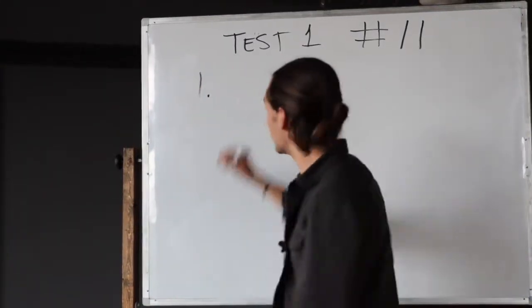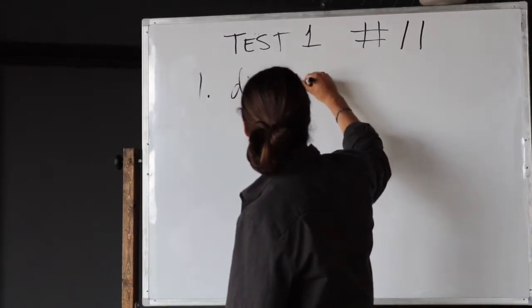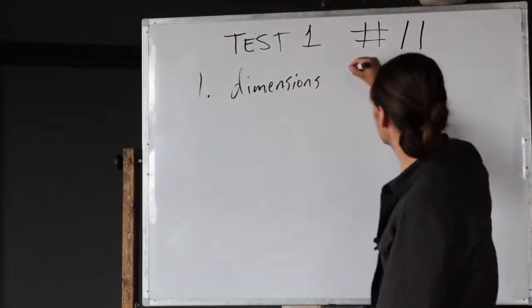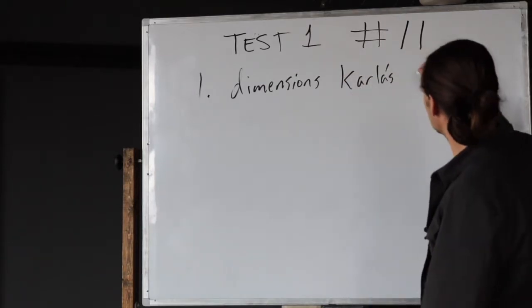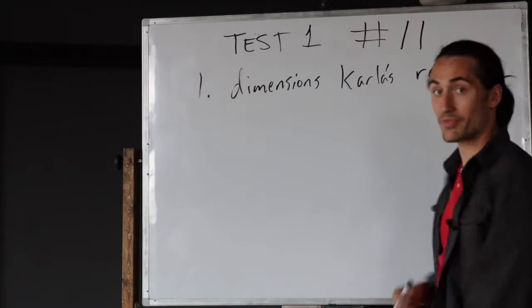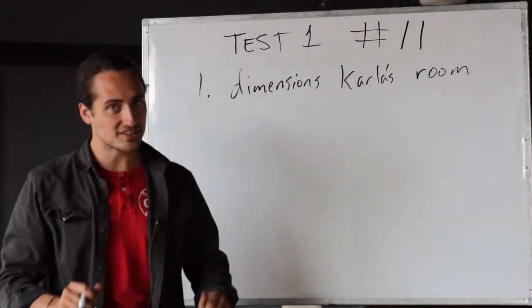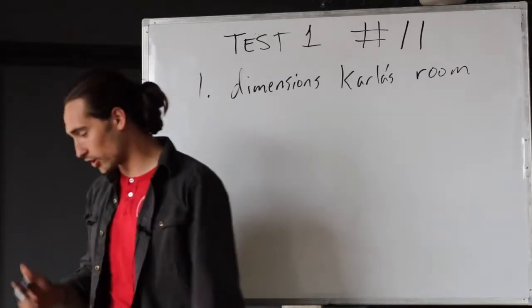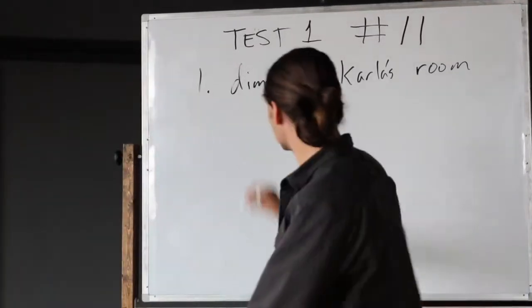This question is asking us the dimensions of Carla's room. That's what it wants to know. And then it gives us two very important pieces of information. It tells us that Carla's room has an area of 180 feet.